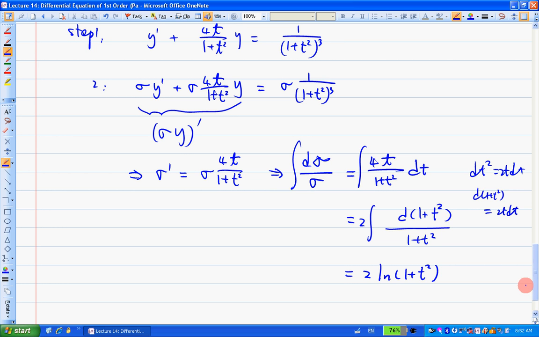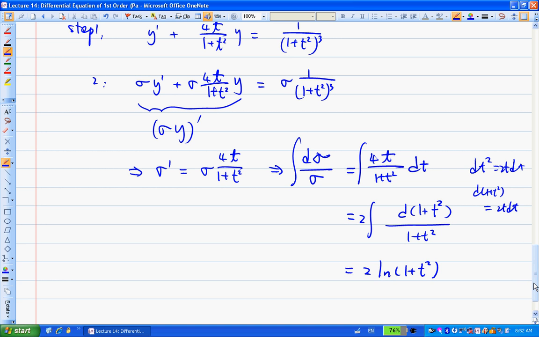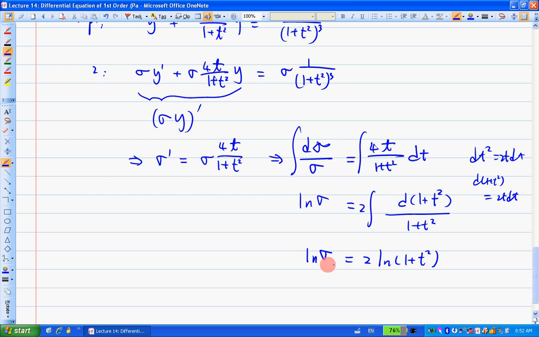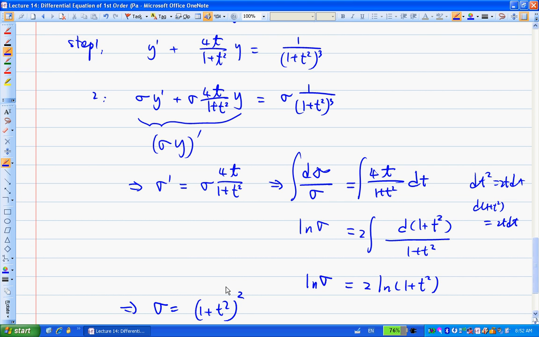All right, so this side here is ln σ. So ln σ equals this, which means σ equals (1 + t²)². Okay, excellent. Now I'm ready to go back to this one here. Once I found my σ, I'm ready to come back here, meaning solve σ y' equal to this.